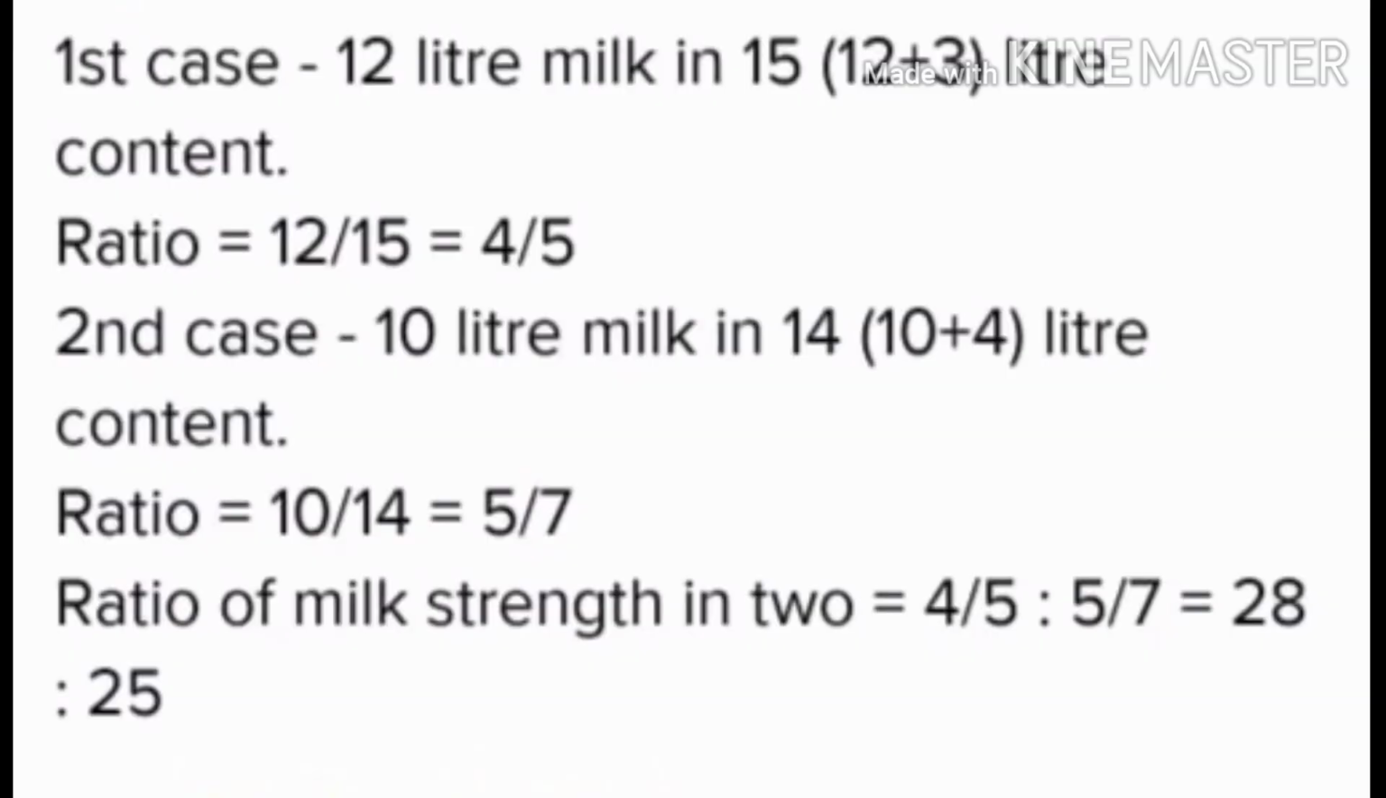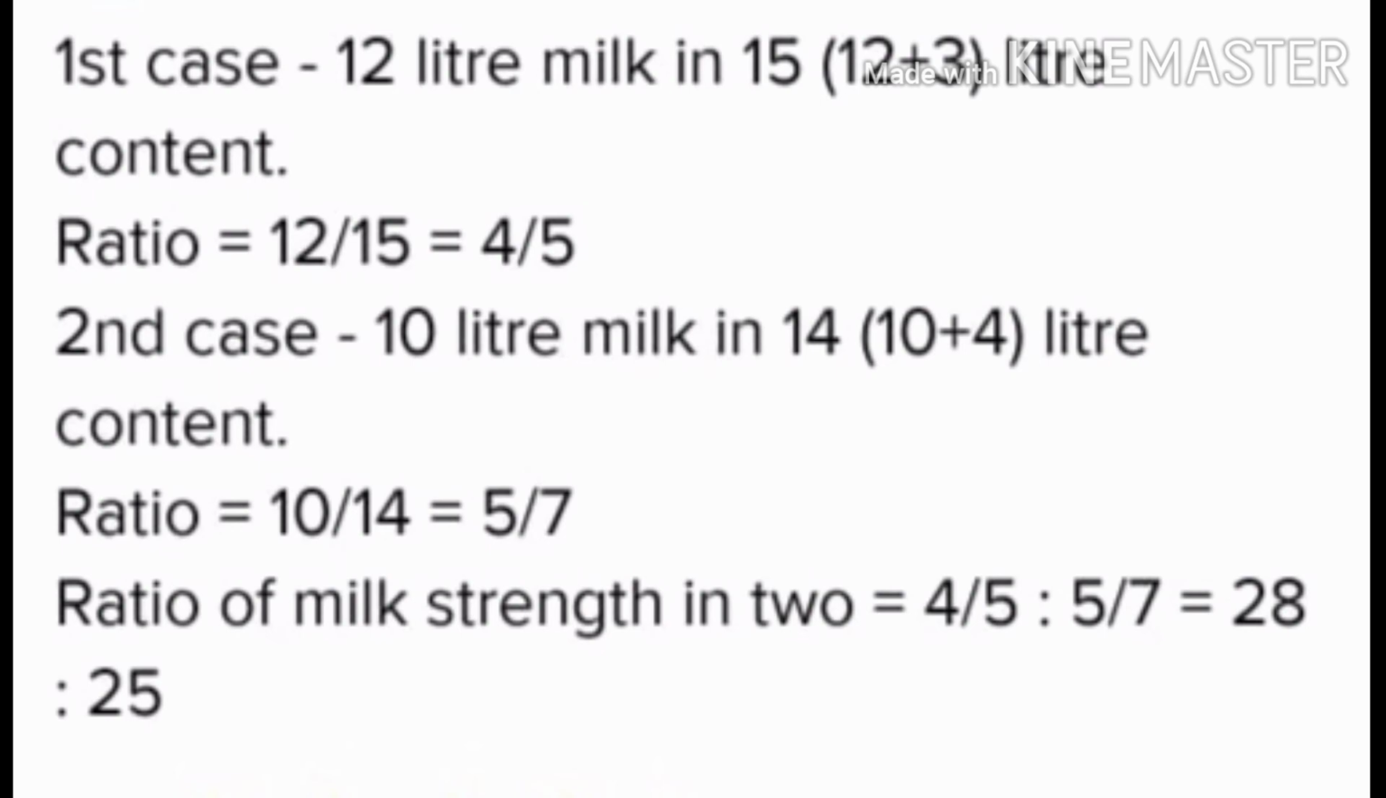In the very first case, there are 12 liters of milk in 15 liters, that is 12 plus 3 liters of content. The ratio is 12 upon 15, which is 4:5. In the second case, 10 liters of milk in 14 liters, 10 plus 4 liters of content. So the ratio is 10 upon 14, which is equal to 5:7. The ratio of milk strength in both is 4:5 to 5:7, which is equal to 28:25. So option A is the correct one over here.